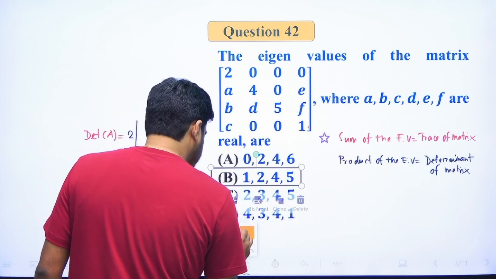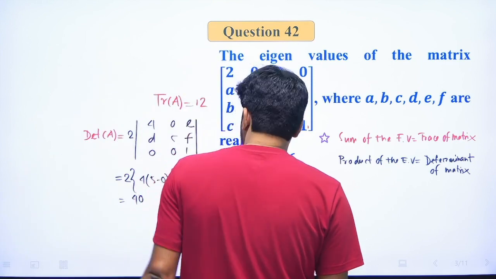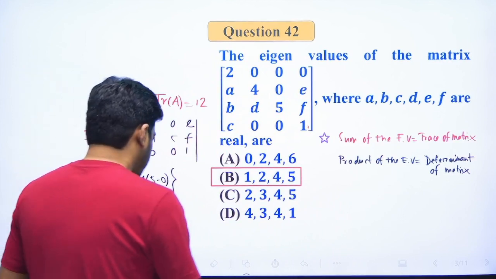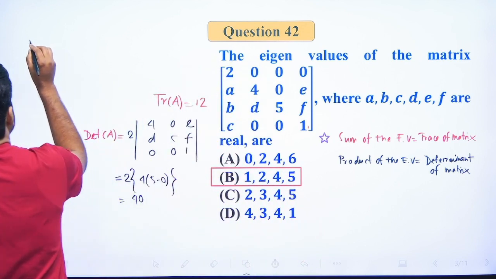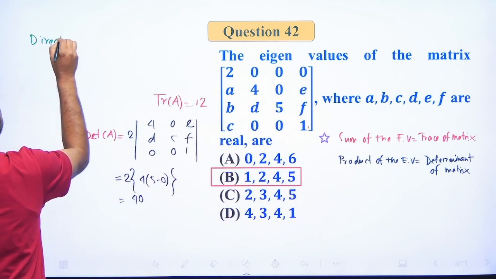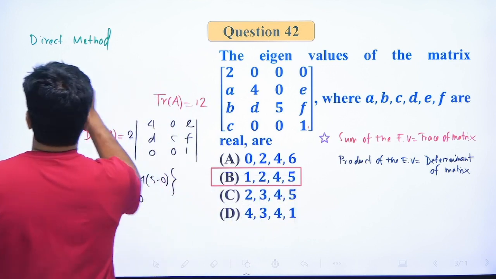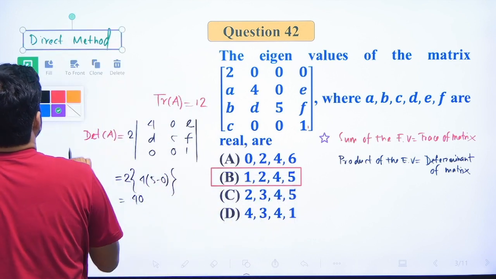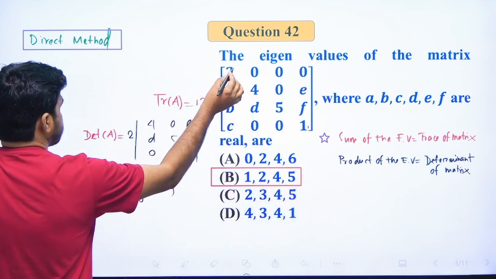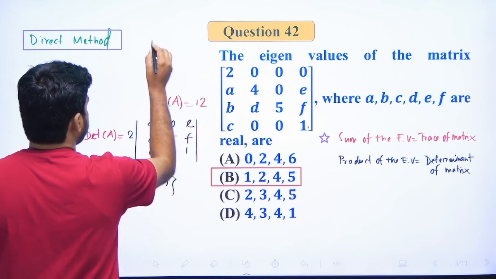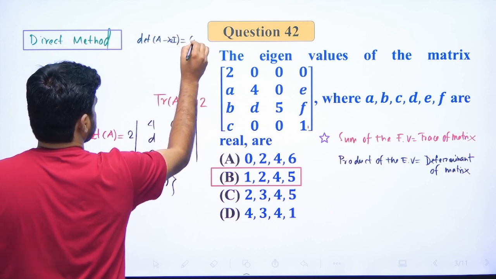You can solve this in an alternative way. See, this was one method, and I think you have solved it. Alternative method, just see, that is the direct method. What is the characteristic equation? The characteristic equation is the determinant of A minus lambda I is equal to 0. So this is the characteristic equation.